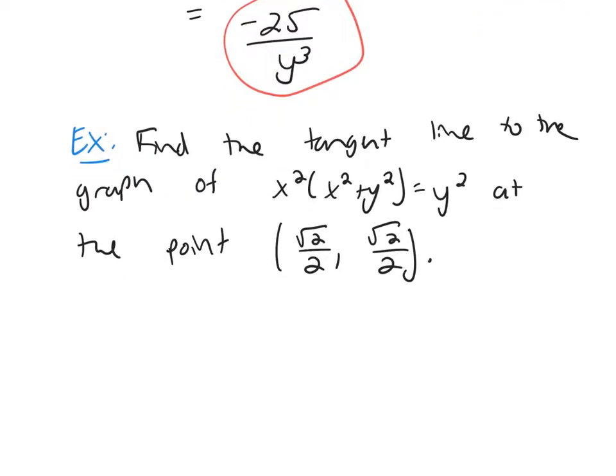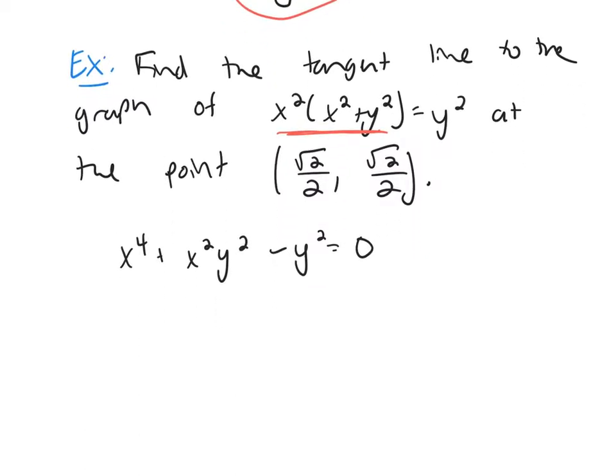So the first thing I'm going to do is take my equation and go ahead and distribute that x squared out. So it would be x to the fourth plus x squared y squared. And I'm going to move all the terms to the left-hand side. So I'll get minus y squared equals 0. And now I'm going to take the derivative of both sides of this equation.